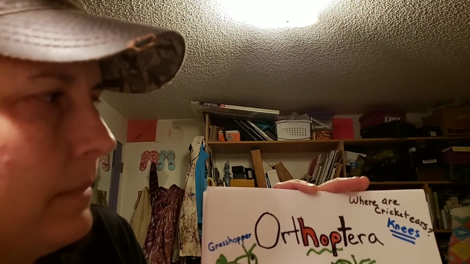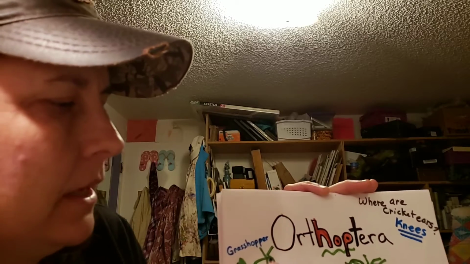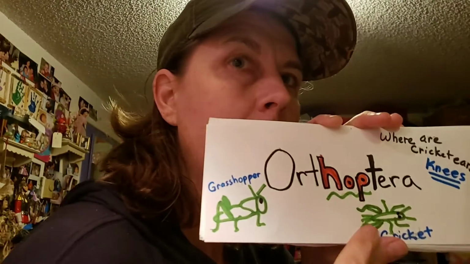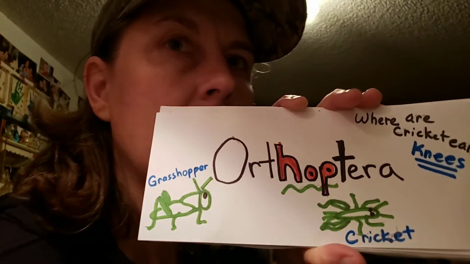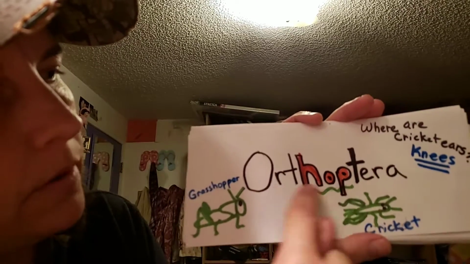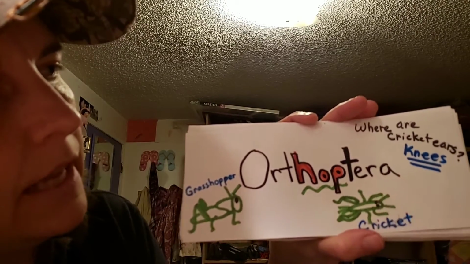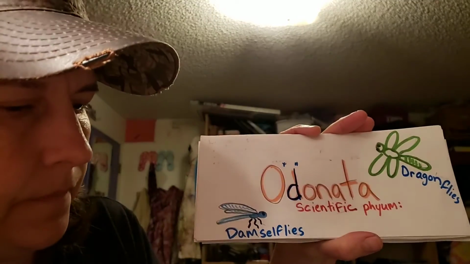Orthoptera. Remember, this is the phylum of the hop. Hop. Grasshoppers, crickets. Remember that they hop. Orthoptera. And crickets have their ears on their knees.